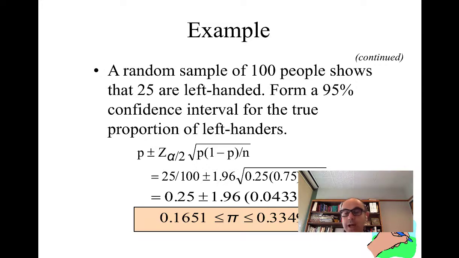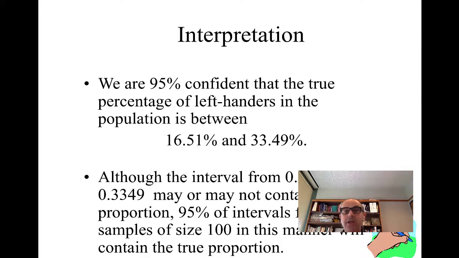So from the 95%, we can assume that 0.1651 to 0.3349 is where the proportion lies in this case. So the interpretation is that we are 95% confident that the true percentage of left-handers in the population is between 16.51% and 33.49%.